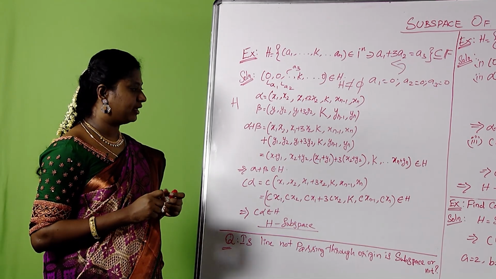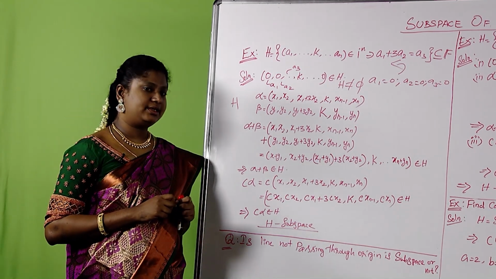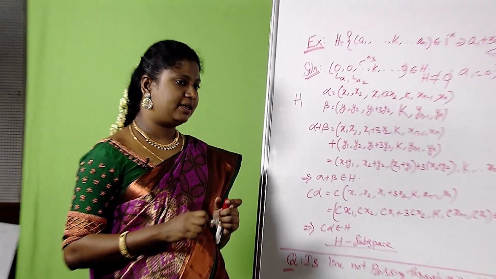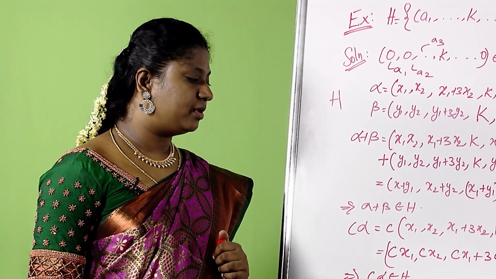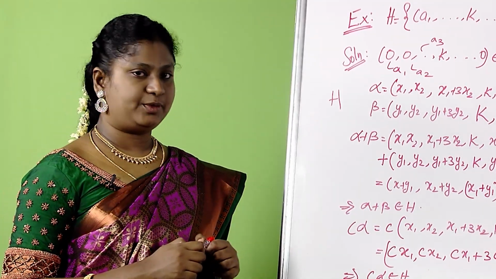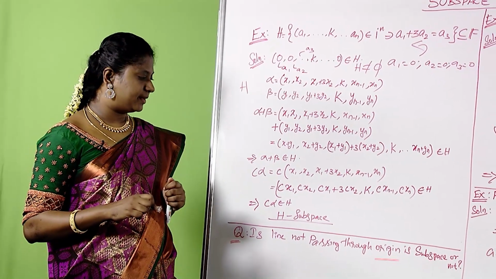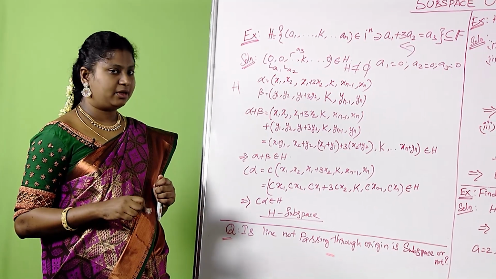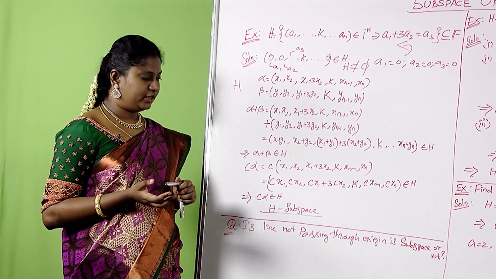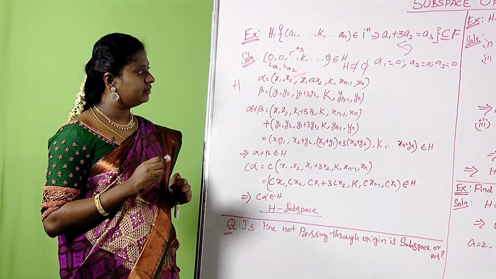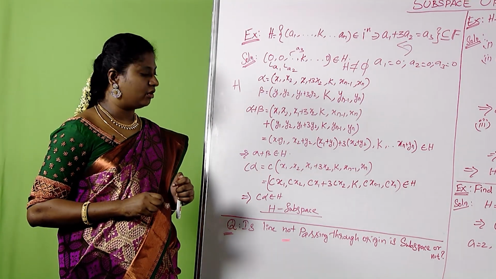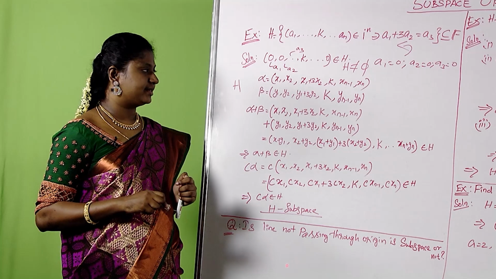Okay, now my question is, is a line not passing through the origin a subspace or not? Think for a second and let me know. Will it form a subspace? No, right? Because when we speak about a subspace, it definitely has to have 0. So here also we had 0, right? Therefore, here it is not passing through the origin, so it definitely doesn't form a subspace.